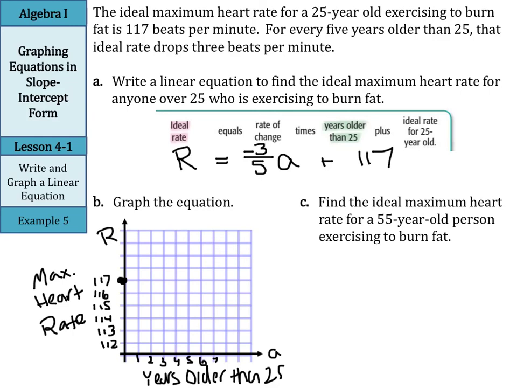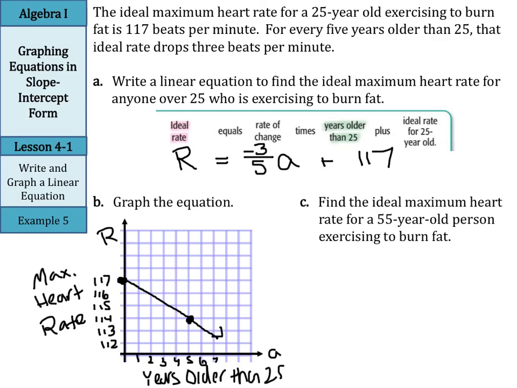Now, the first point in our graph is going to be right about here. Now, if you think about this point, 114 beats per minute, 5 years later. Well, we drop 3 beats per minute every 5 years. So that's our logical point there. And now we can just kind of draw a graph in. And that's how I would do that.